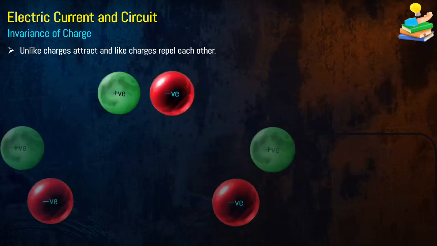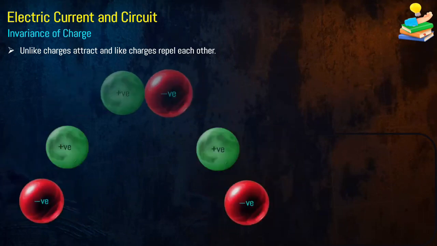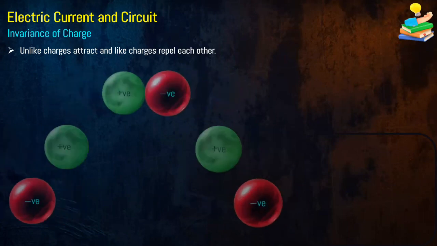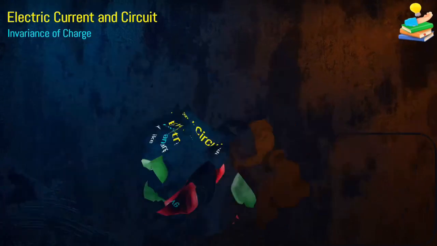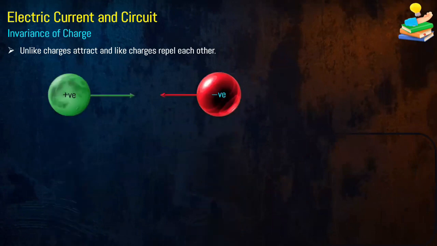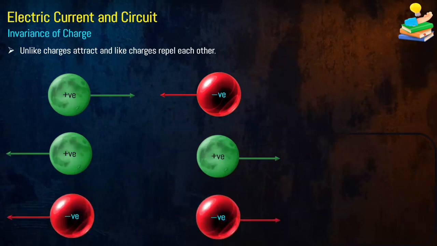In this manner, a positive and a negative, unlike charges, attract each other. Like charges will repel. It is one of the properties of electric charge. Unlike charges will attract, like charges will repel. So this is one of the properties of electric charge.